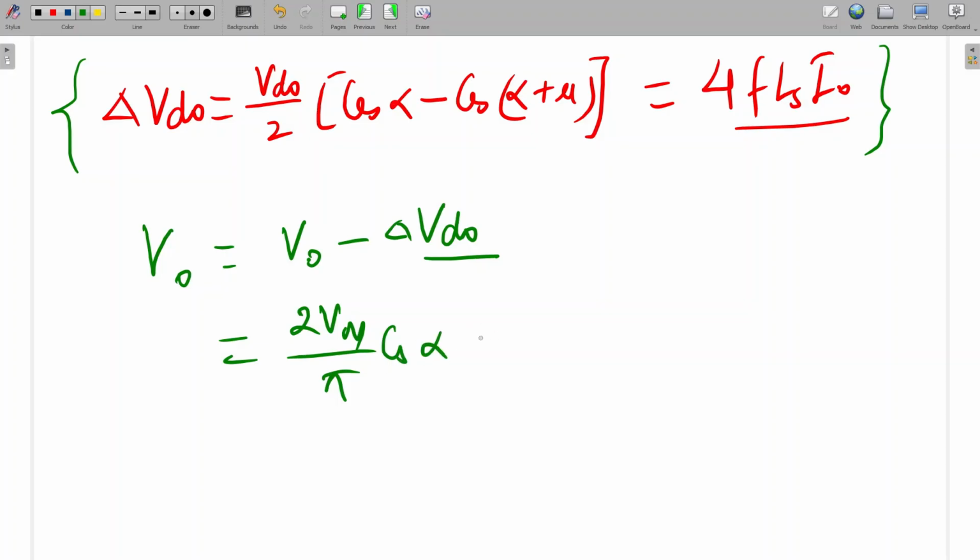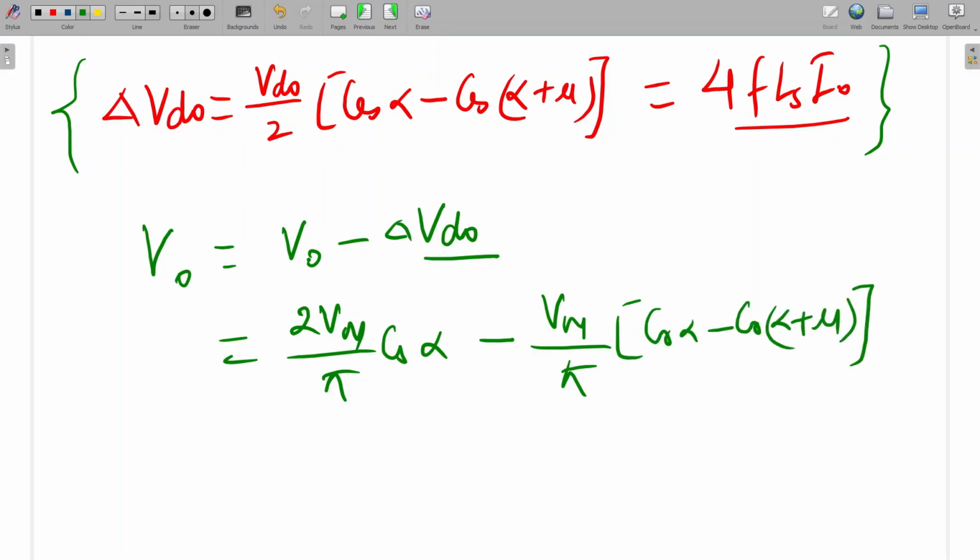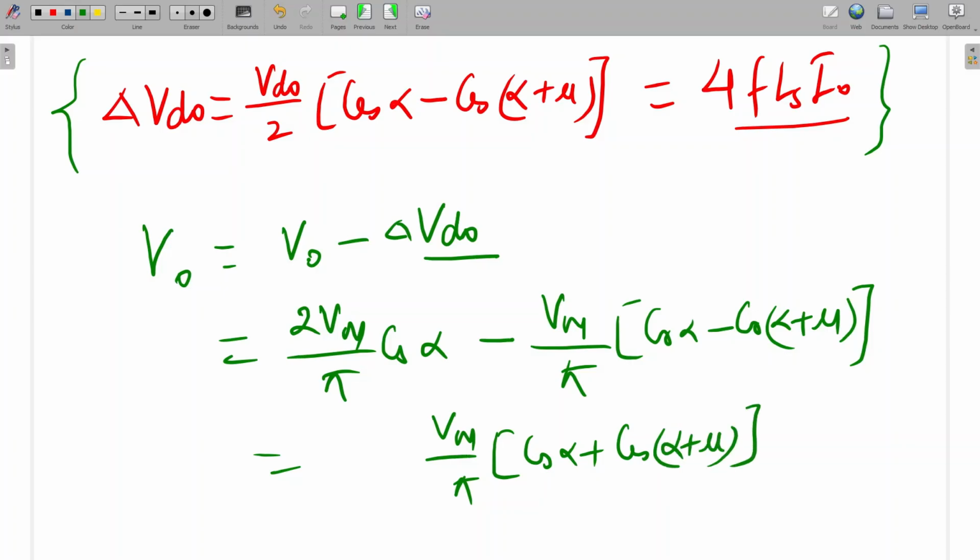And what will be this value? Minus, this will be Vm upon pi cos alpha minus cos alpha plus mu. Okay. So this will be Vm upon pi cos alpha plus mu. Okay. So same thing we can write as Vo is equal to Vd0 by 2 into cos alpha plus mu.